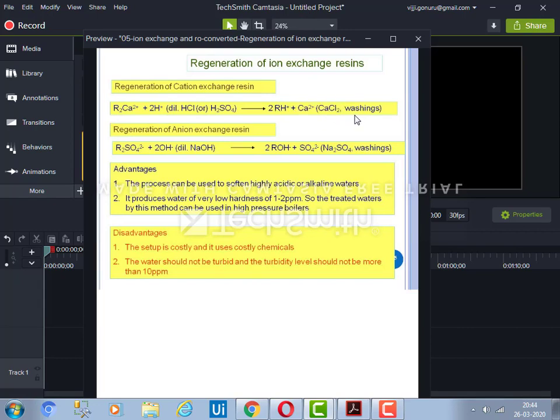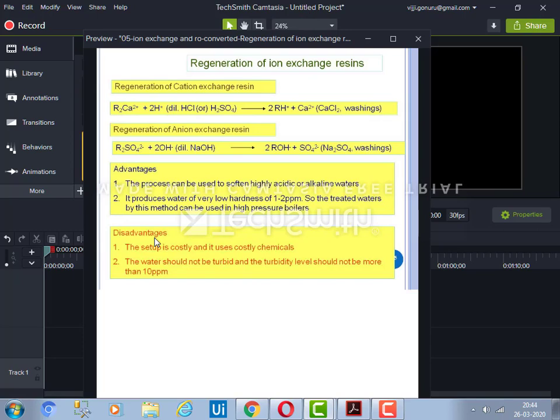The anion exchange resin is also regenerated by washing with a base. We can take any base, sodium hydroxide or potassium hydroxide. OH minus ions in the base replace the sulfate ions and produce 2ROH, and the sulfate forms a byproduct with Na. So we will get Na2SO4. This byproduct is also removed by the washing process. So these two are the regeneration reactions in the ion exchange method. Now let us see the advantages and the disadvantages.